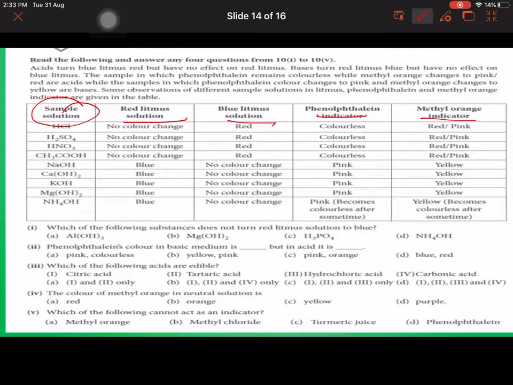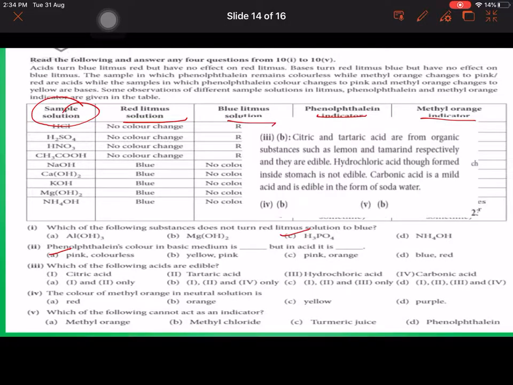We are talking of aluminium hydroxide, it will turn red litmus blue because it is basic in nature. Magnesium is also there. Phosphoric acid will not turn it because it is an acid. Then the phenolphthalein color in basic medium is pink, but in acidic it will be colorless. Other answers will be: third B part, you can see, and fourth B part and fifth B part.